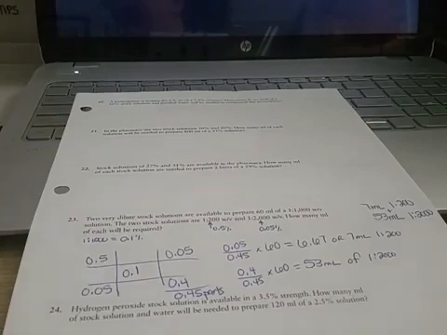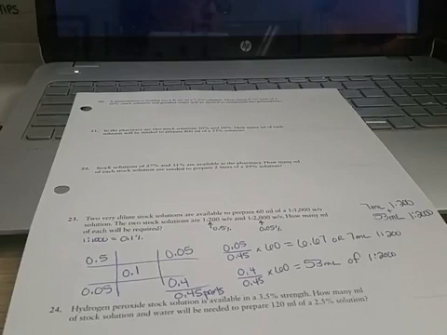Pretty much you do all of them the same way. You just need to know what it's asking for. If it does not give you a number, you're working with a 0 at the bottom in most cases. But other than that, this is the general idea of alligations.